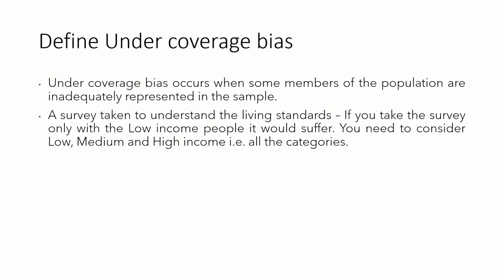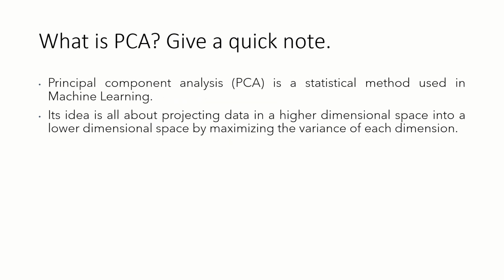Define undercoverage bias. Undercoverage bias occurs when some members of the population are inadequately represented in the sample. A survey is taken to understand the living standards. If you take the survey only with the low income people, it would definitely suffer. You need to consider the low income, medium income, high income people to understand what exactly is the living standards. If you take only the high income or the low income, it is going to definitely suffer and it is called as undercoverage bias.